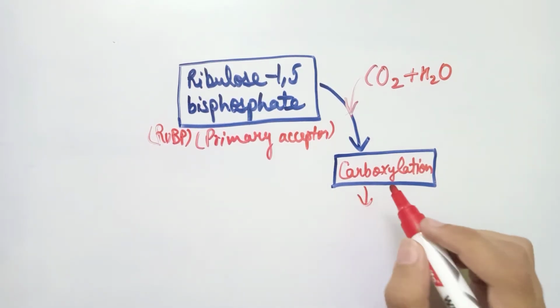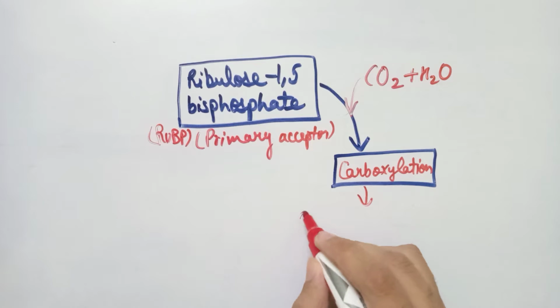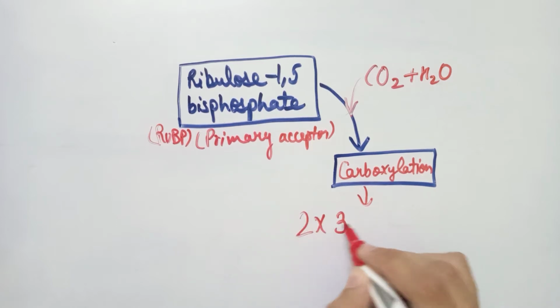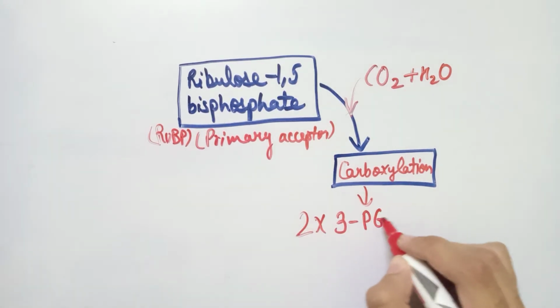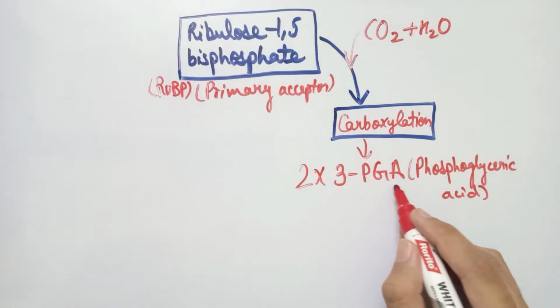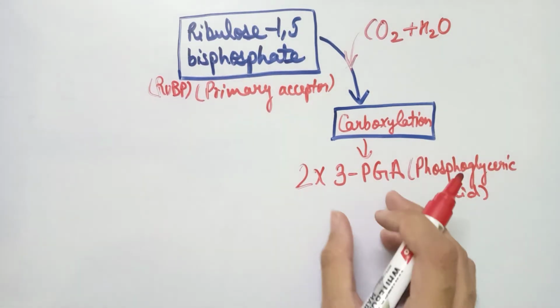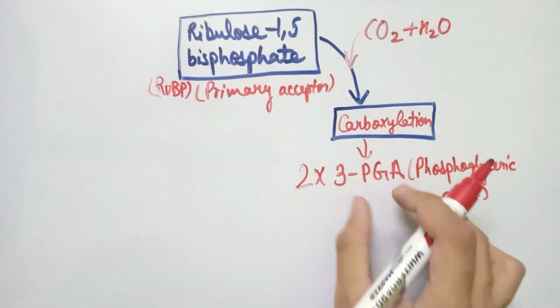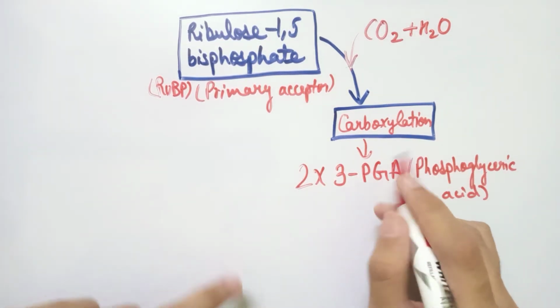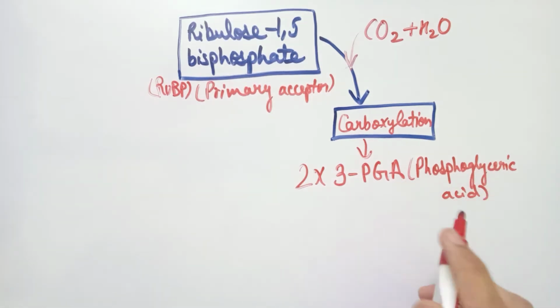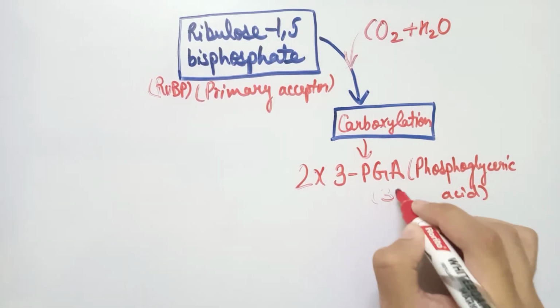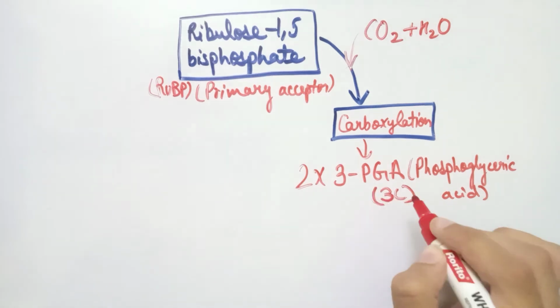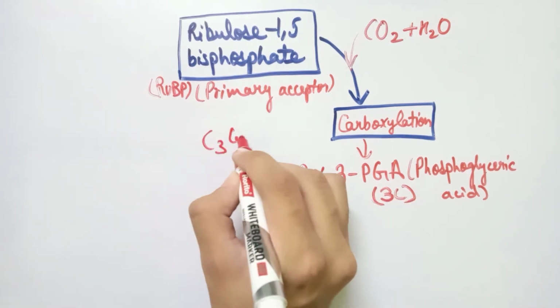convert this into an intermediate form, two molecules of this intermediate form, which is known as 3-PGA. PGA here stands for phosphoglyceric acid. So two molecules of 3-phosphoglyceric acid are produced. Now this phosphoglyceric acid is the first stable product that is formed in the Calvin cycle, and this is also a 3 carbon containing compound. So that's why the Calvin cycle is also known as the C3 cycle.